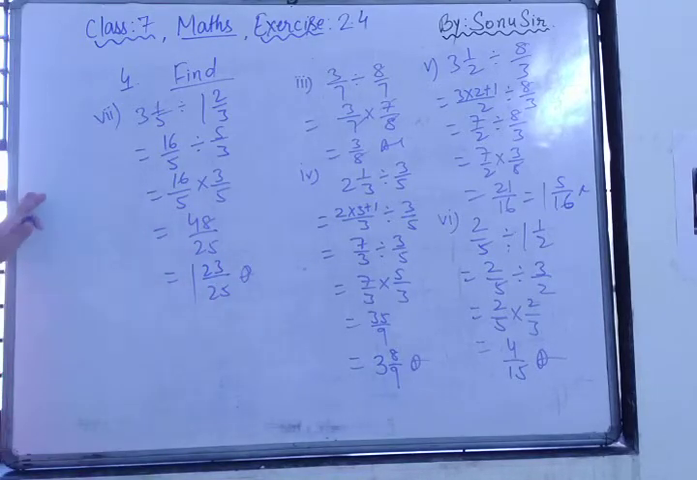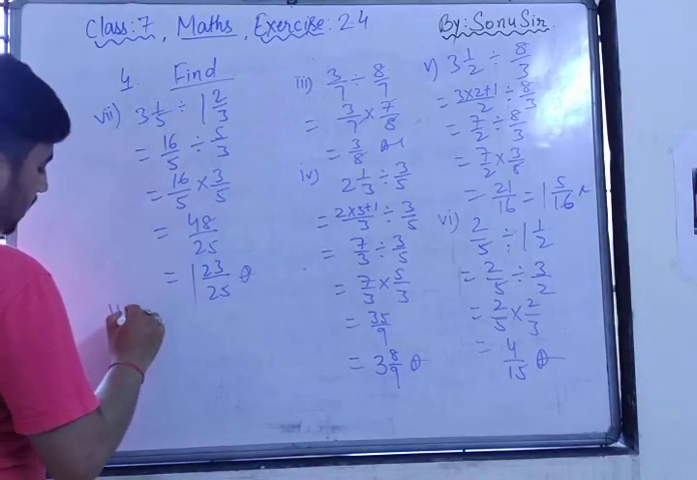Got it? The seventh one? Have you got it or not? 48 by 25. 23 and 25, 48, right? So now we are moving to the last question, question number 8.